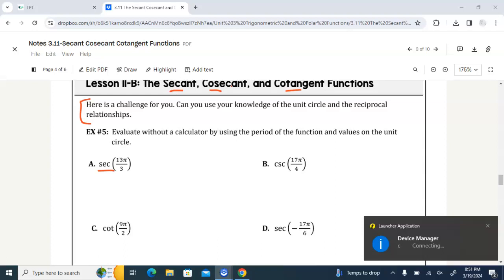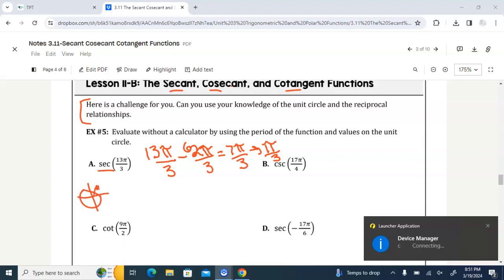I have to remind myself that 13 pi over 3 is not on the unit circle. So what I'm going to do is keep subtracting 2 pi from that until I get it to be on the unit circle, right? Remember, 2 pi is actually 6 pi over 3. What's that give me? 7 pi over 3. Still not on the unit circle. So I subtract another 6 pi over 3, and I get pi over 3, which is on the unit circle, right?